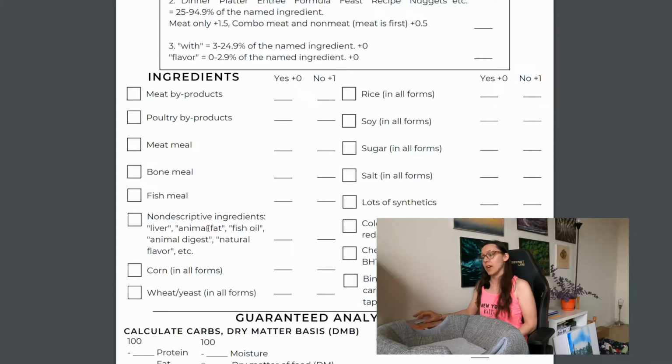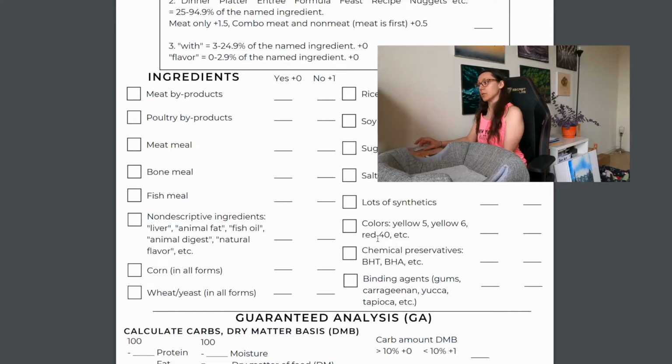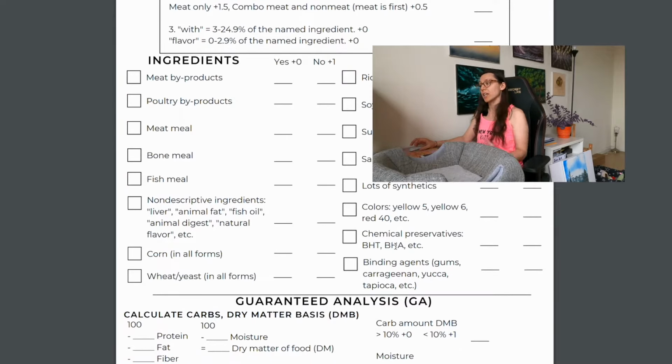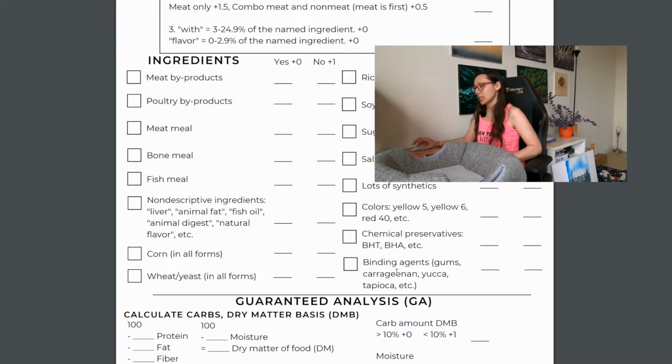Other ones, animal fat, doesn't specify which animal. Fish oil, doesn't specify which type of fish. Animal digest, natural flavor. We have no idea what that means because they're not telling us the exact animal. Other ingredients to avoid: corn, wheat, yeast, rice, soy, sugar, salt. Lots of synthetic ingredients. Colors like yellow 5, yellow 6, red 40, etc. Chemical preservatives: BHT, BHA, ethoxyquin. Binding agents like gums, carrageenan, yucca, tapioca, etc.